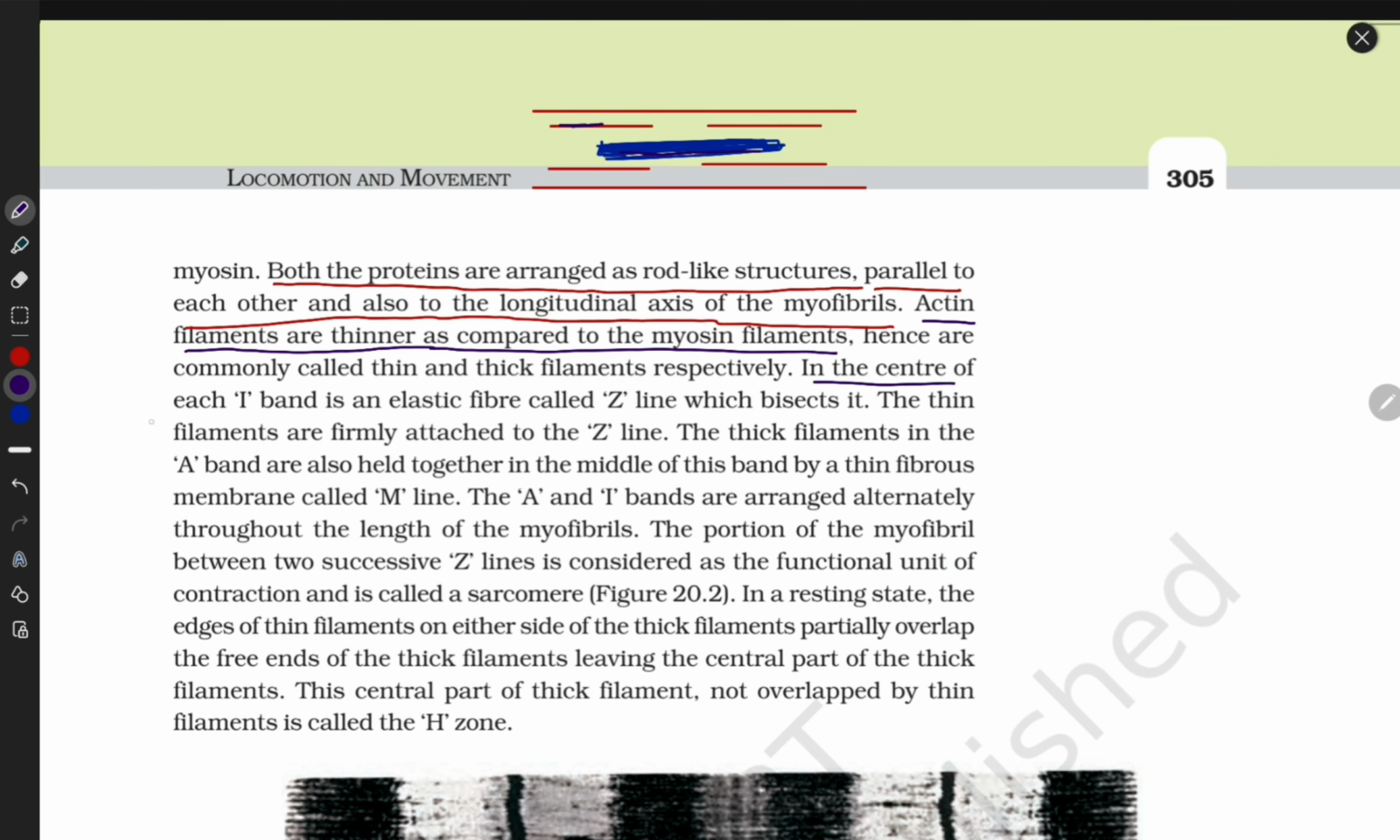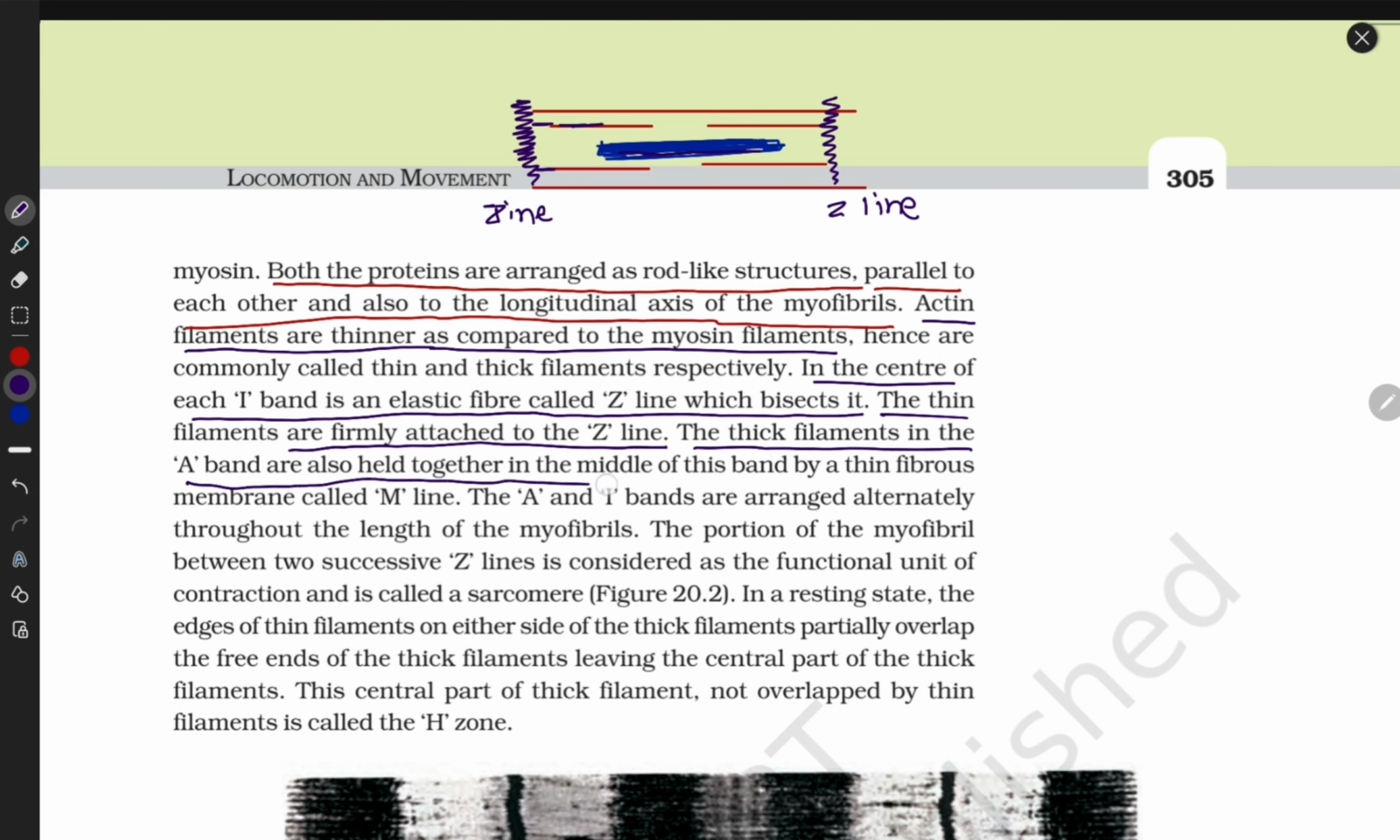In the center of each I band is the elastic fiber called Z line, which bisects it. Here a Z line is found. Actin is connected with them. We call it a Z line. The thin filaments are firmly attached to the Z line. Thick filaments in the A band are also held together in the middle of the band by a thin fibrous membrane, the M line. The A and I bands are arranged alternately. Actin, myosin, actin, myosin, actin, myosin, actin, and here also myosin.